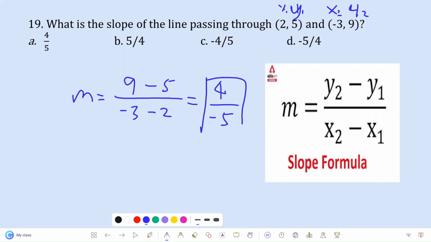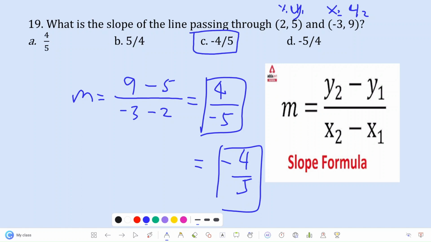Okay? So yan po ang ating slope ng line passing through 2, 5 and 3, 9. And 4 over negative 5 is also equal to negative 4 over 5. And this answer value corresponds to letter C. So, ganyan po ang pag-compute ng slope of the line. So, let's go to our last item.